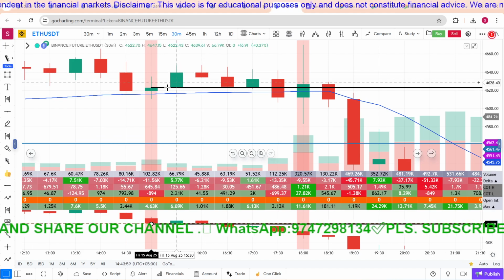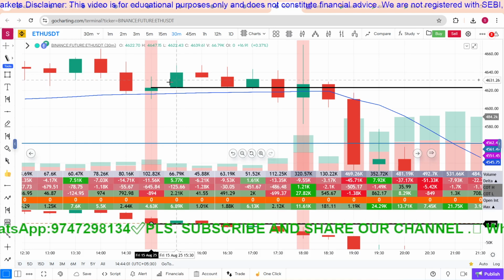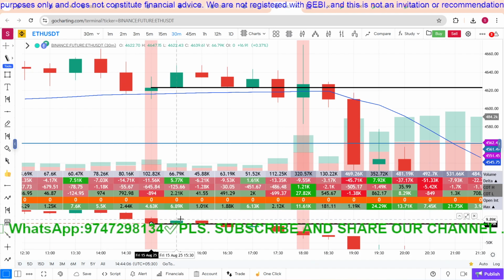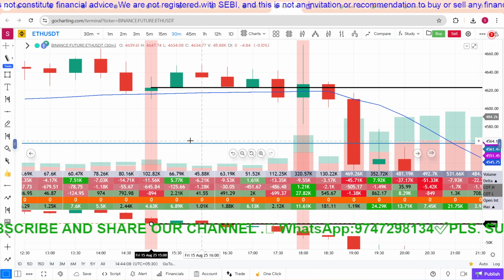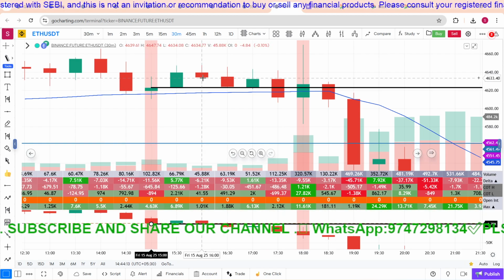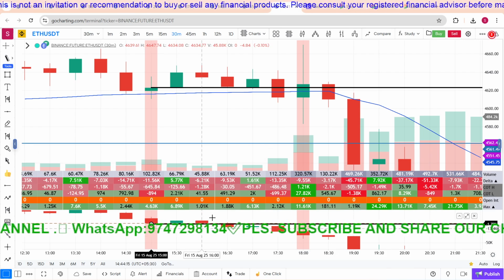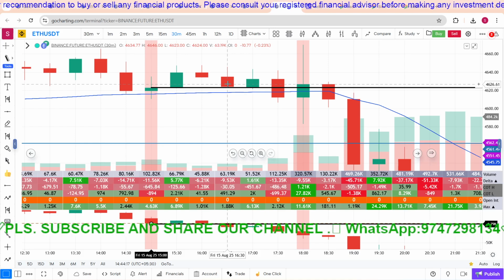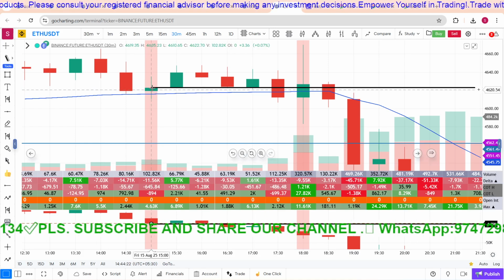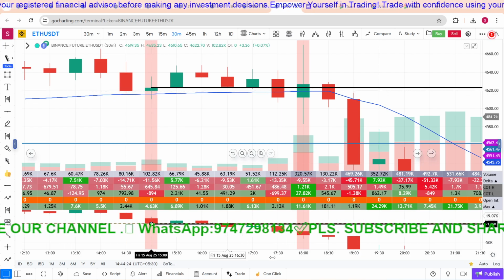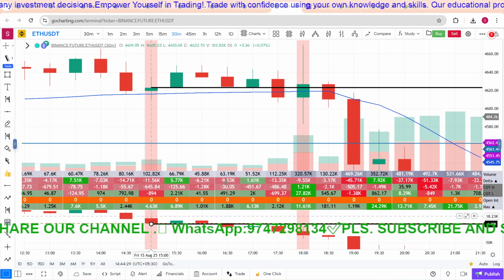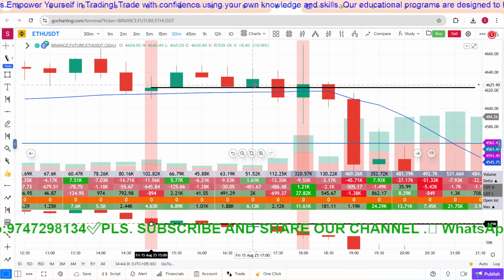And the next candle, look at the next candle. Price moved up, delta also moved up, cumulative delta also moved up. There is no divergence here. The next candle is also the same. But look at this candle. It has closed exactly above this divergence candle, and cumulative delta is lower than this point. And here also the same thing happened.